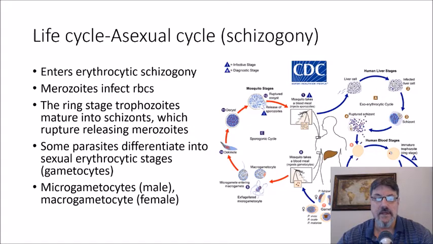Now, some of these parasites will go to a different stage. It's a sexual erythrocytic stage called a gametocyte. And at that point, the gametocyte is in the bloodstream, and this is what the mosquito is going to pick up when it takes a blood meal on a human being. And there's 2 gametocytes. One is the microgametocyte, which is the male, and the macrogametocyte, which is the female. And that completes the asexual cycle, or the schizogony stage.